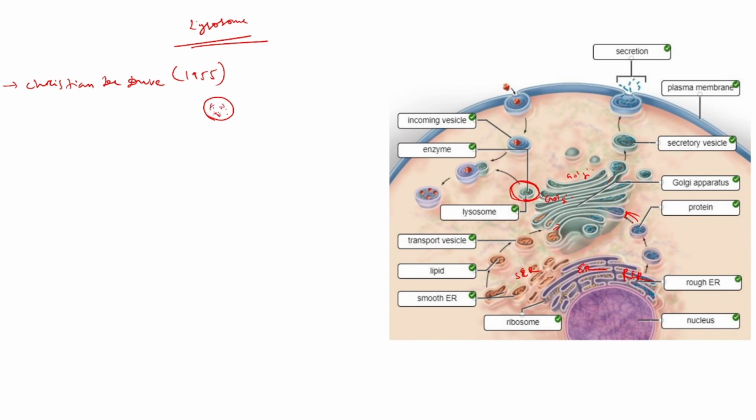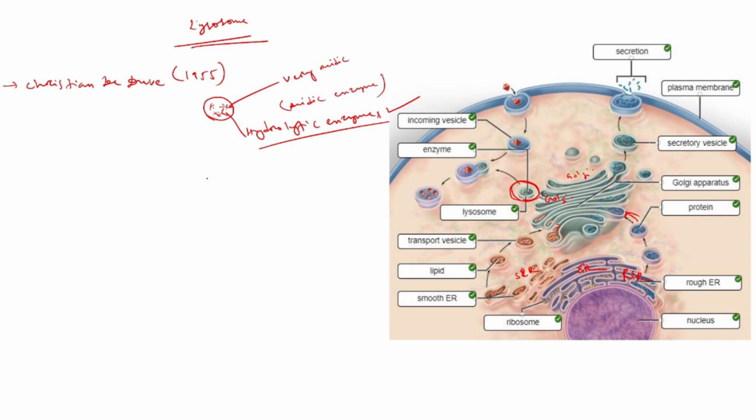It contains many hydrolytic enzymes. So what is a hydrolytic enzyme? That means it is a digestive enzyme or simply an acidic enzyme. So that's why what is the pH of the lysosome? Always it is very acidic, because the hydrolytic enzymes, or the digestive enzymes, are present.